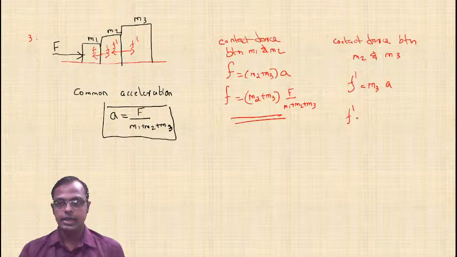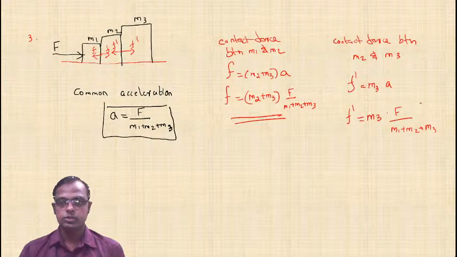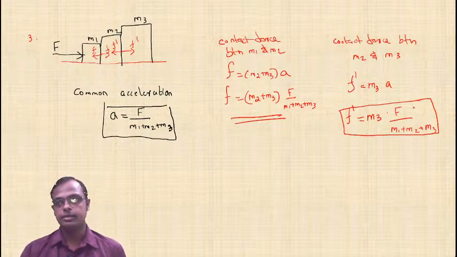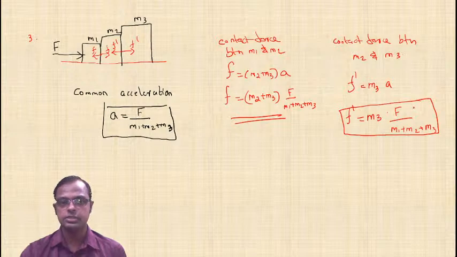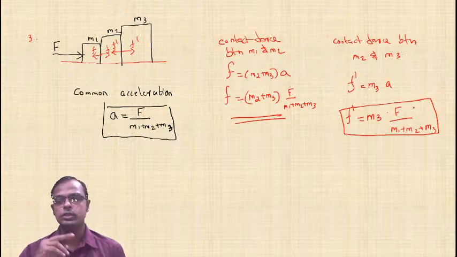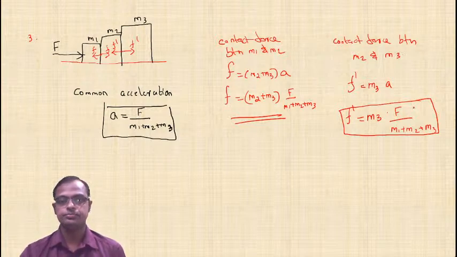So F dash is equal to M3 into the common acceleration, which is F divided by M1 plus M2 plus M3. So this is the contact force between M2 and M3. I hope it is clear. I'm not explaining the next case, where you are applying a force on the heavier mass M3. You try that next case.